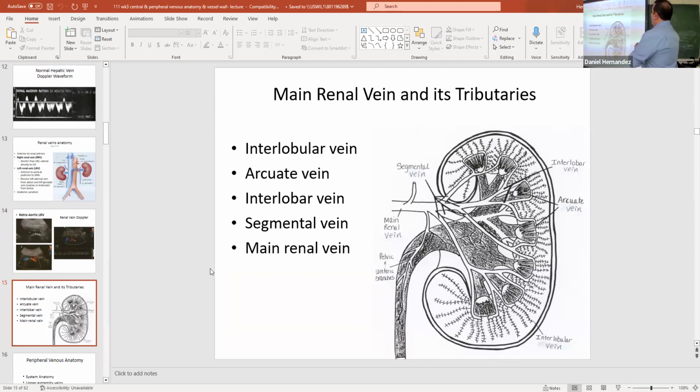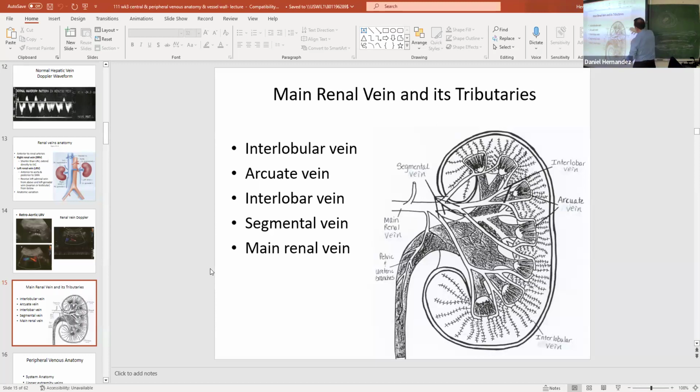So in terms of the main renal vein, or the renal veins and their tributaries, it goes in opposite order as the arteries. If you can remember the arteries going from main renal artery to the segmental to the interlobar, arcuate, and then interlobular, we just take it in reverse now. So everything is draining from the periphery now, converging, coming centrally, and draining into that main renal vein.